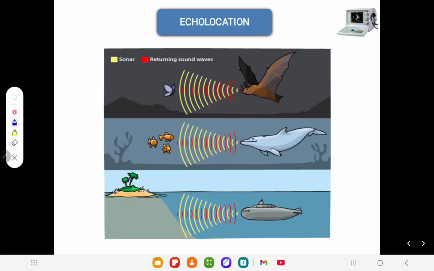So echolocation is commonly used by sharks, by bats as we know, and by... what do you call them? Yes, I don't know. Whatever, the fighting ships.